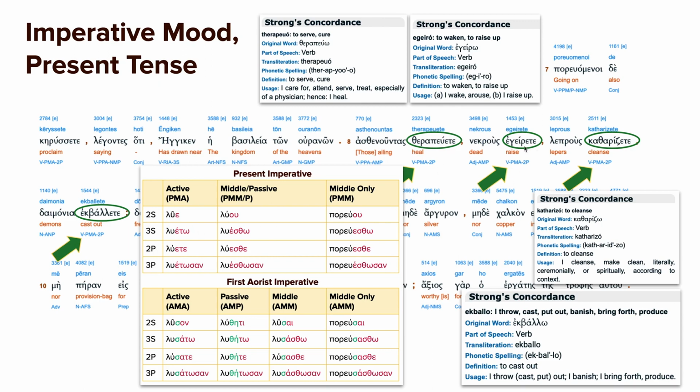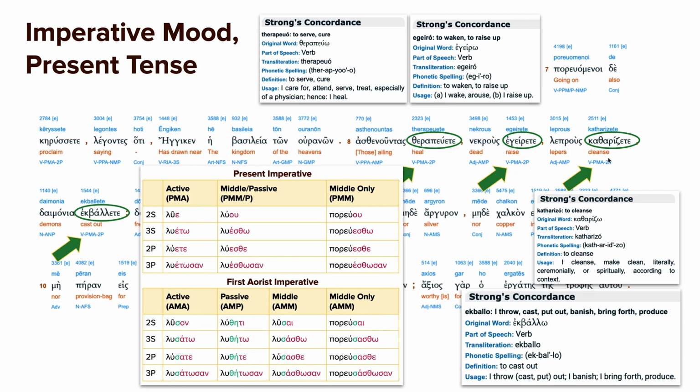All right, and then here we have egeirete, which is from the verb egeiro, which means to waken or to raise up. This is the verb used for Jesus being raised from the dead, for example. So egeirete is our second person plural, present imperative active.